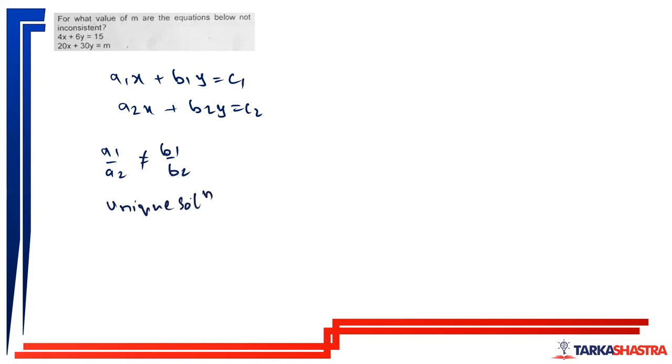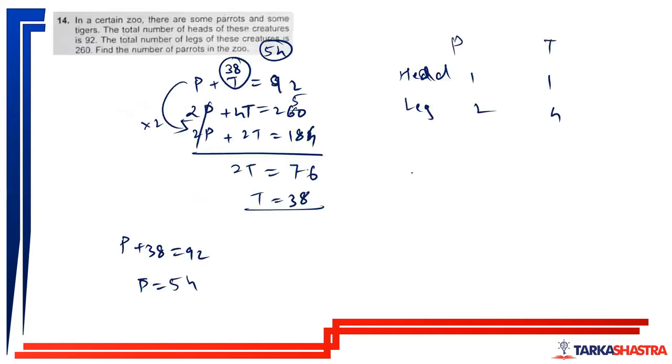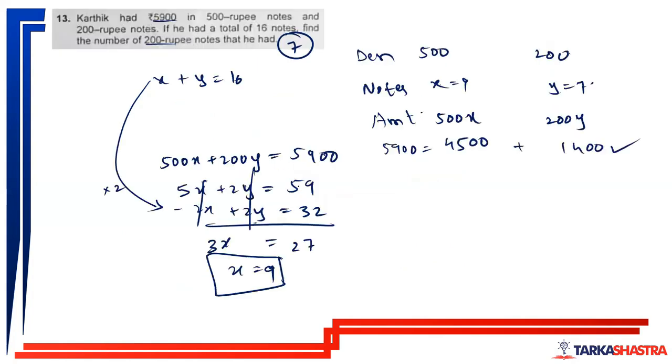We get unique solutions. For example, what was the equation here? p plus t is equal to 92 and 2p plus 4t is equal to 260. So the coefficient ratio 1/2 is not equal to 1/4, and that is why we got a unique solution over here. Correct? Similarly, here also we had 5/2, which is not equal to 2/2, and that is why we got a unique solution over here. Okay.